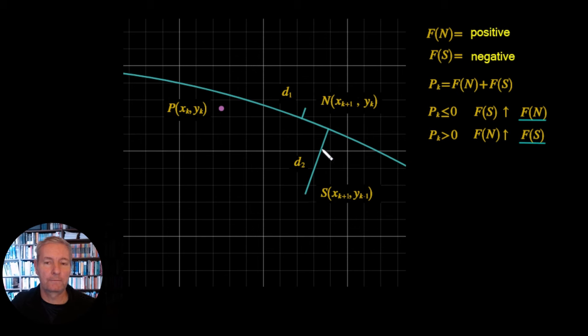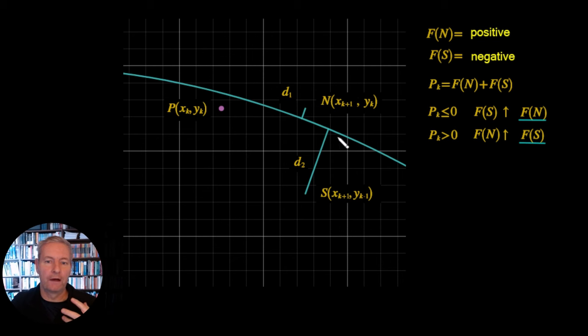So we need a decision variable in order to choose between these two. What we do is we call our decision variable pk, and the decision variable is going to be this distance fn plus fs. So in effect, it's the distance d1 plus d2. Now, if this decision variable is less than or equal to 0, it means that it's a negative value.